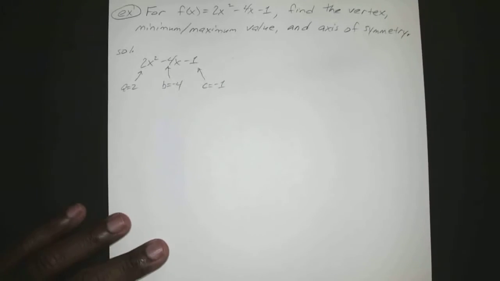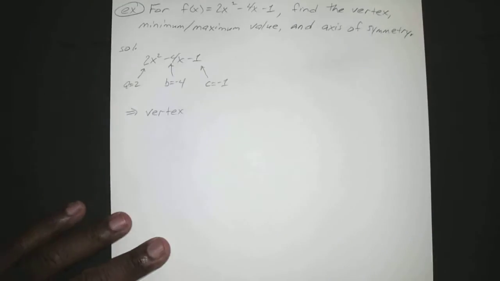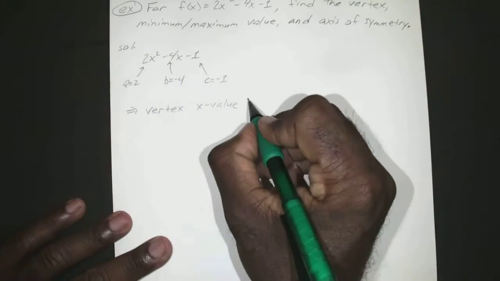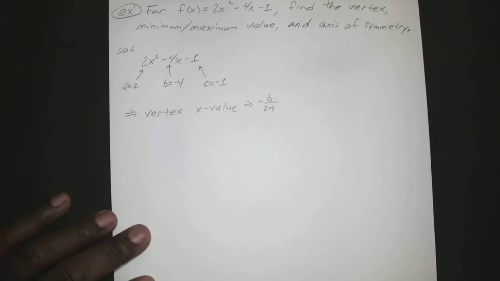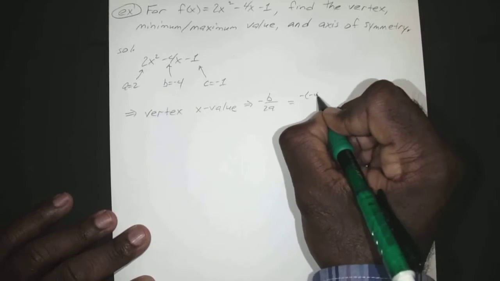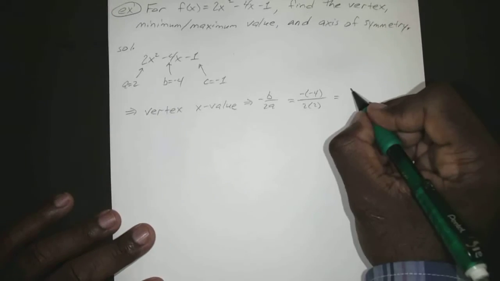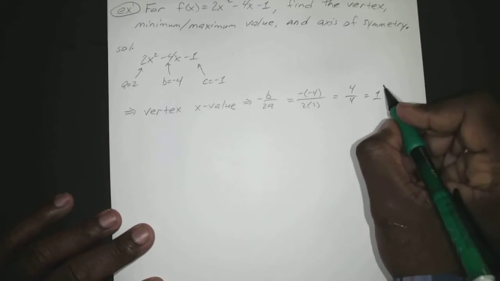All right, so once we have that, we know our vertex x value is negative b over 2a. So here we just plug it in. Okay, so you have negative 4 over 2a, which is 2 times 2. Okay, so that's positive 4 over 4, which is just 1.